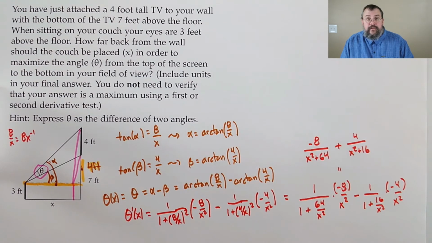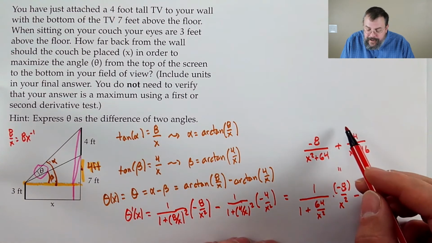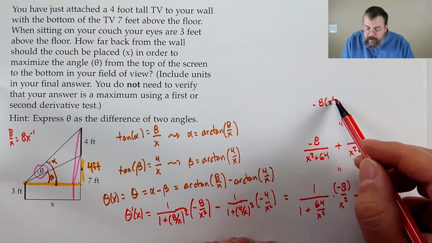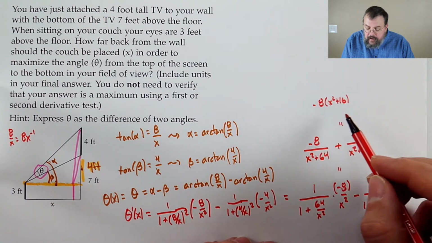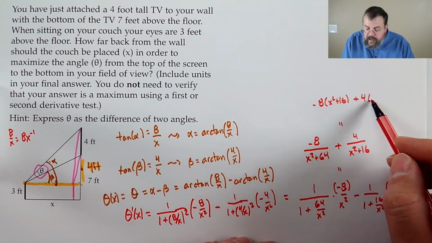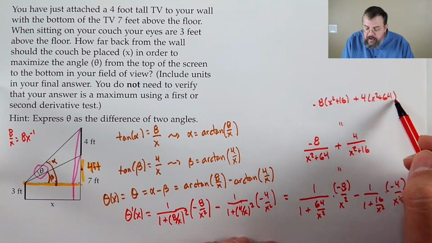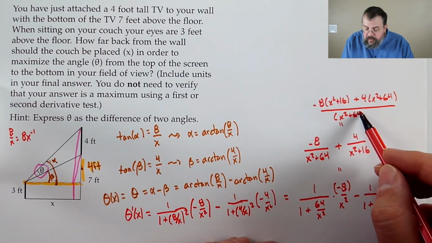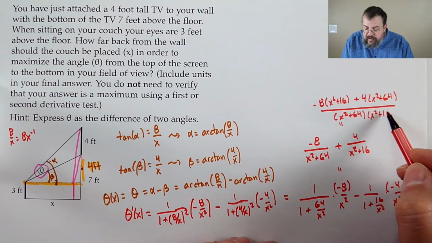So the next thing to do is, when is it 0? That's our critical point, right? If it's not undefined, we need to look at the case, when is it 0? Well, for that, common denominator will help. So, we'll have negative 8 times x squared plus 16, and then plus 4 times x squared plus 64, and that's all divided by x squared plus 64 times x squared plus 16.